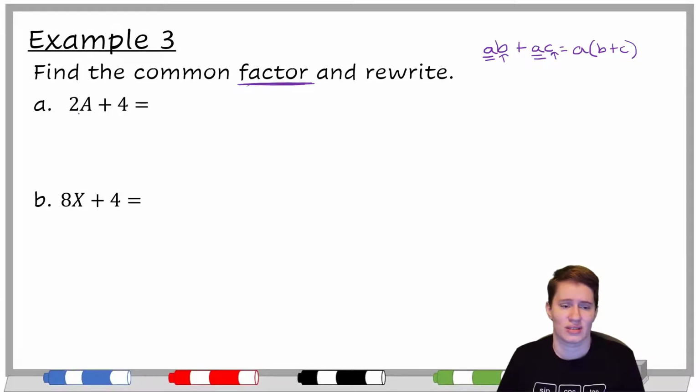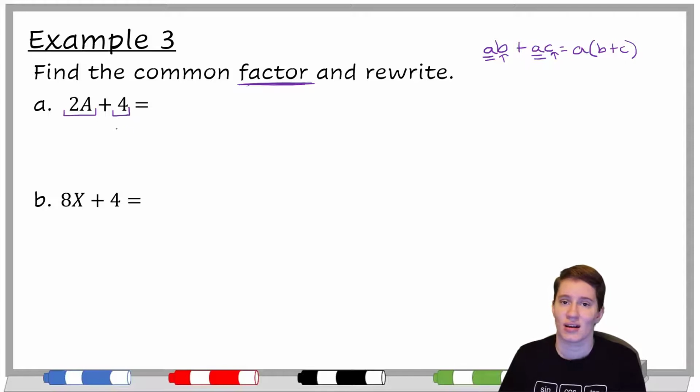So let's look through this and see if we can come up with a common factor for these. This has two terms. We call these terms. So this term is 2a, this term is 4. Let's think about what they both have. Let's look at our numbers and say, okay, is there a number that I can divide both of these by? The answer to that is yes, we can divide both of these by 2.